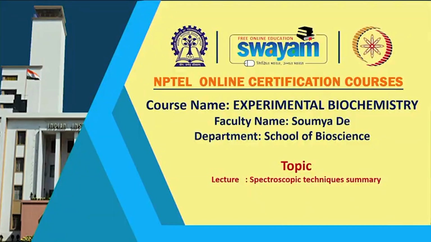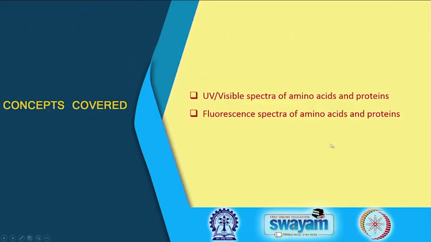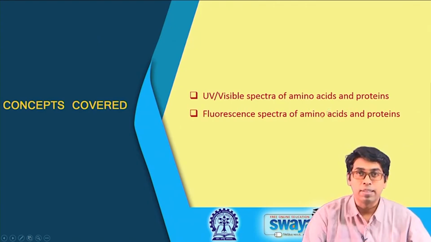Primarily we learnt about two techniques. One is the UV visible, that is absorption method of determining amino acid and protein properties, and then also we learnt about the fluorescence spectra of amino acid and proteins.